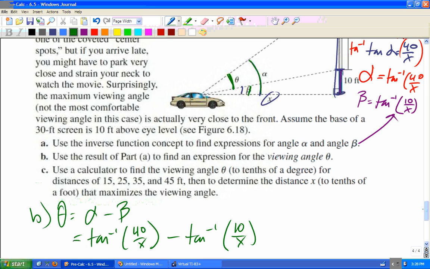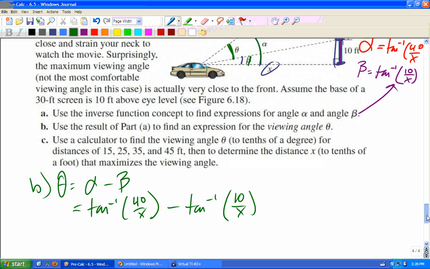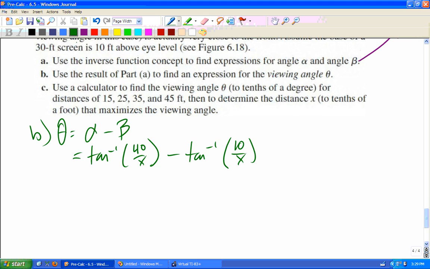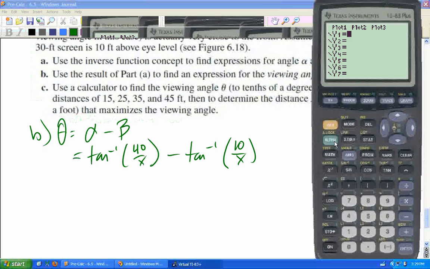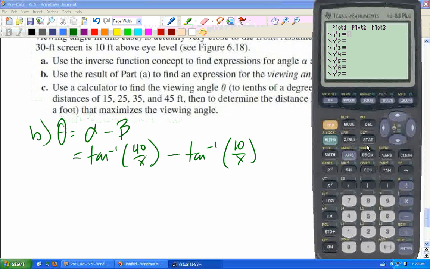What they want us to do at this point is use a calculator to find the viewing angles theta for the distances of 15, 25, 35, and 45 feet. I'm going to use my graphing calculator. I'm going to try to use it in a little bit more efficient way than just typing in a whole bunch of these. So I'm actually going to type in the equation right into here. My y equals second tangent inverse of 40 divided by x. Use my trace function to plug in x values, but I don't want to hit my normal window because I'm at zoom 6, so I'm going to hit window.